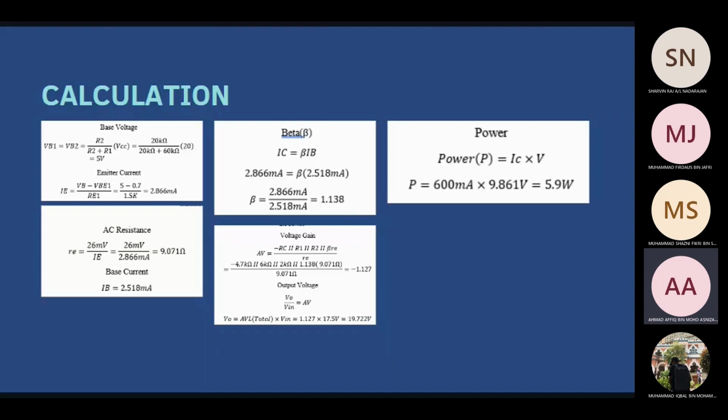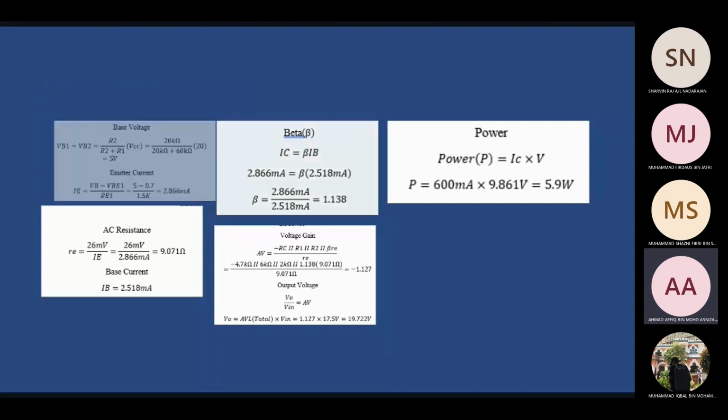equals 19.722 volt. And to get the power, we use the formula power equals IC multiplied with V. So power equals 900 milliampere multiplied with 9.861 volt, and we get 5.9 watt.